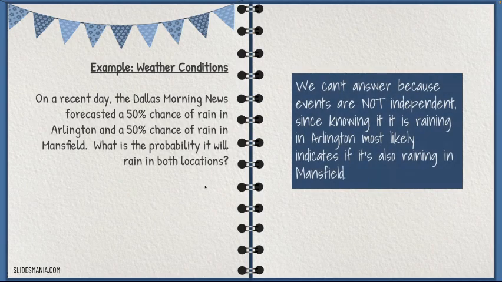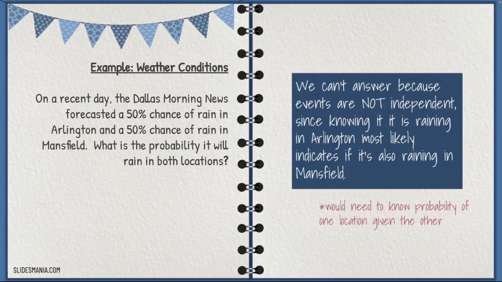So we cannot answer this. We cannot multiply 0.5 times 0.5 because these are not independent. So we can't answer because these events are not independent, since knowing it is raining in Arlington most likely indicates it is also raining in Mansfield. Sorry about that typo. So it's not independent events, so we cannot multiply. You would need to know probability of one location given the other in order to do anything with that. All right, that is it for these notes.